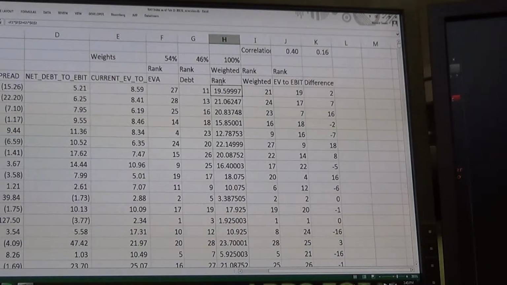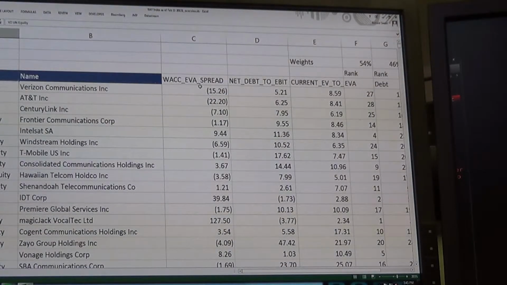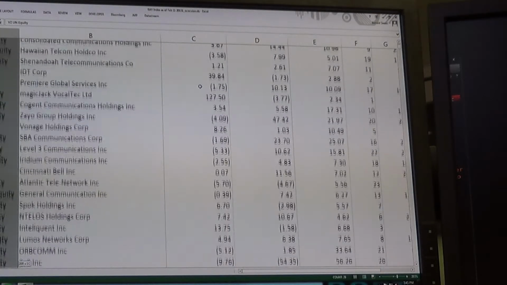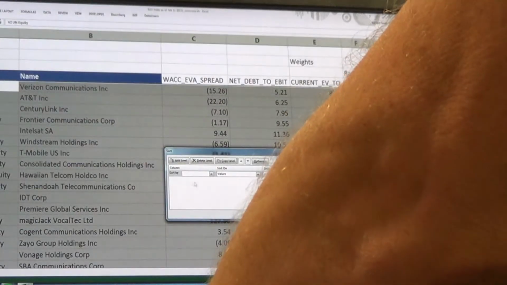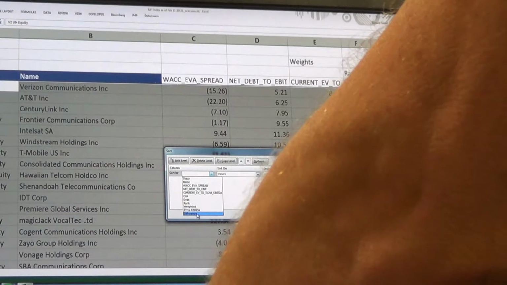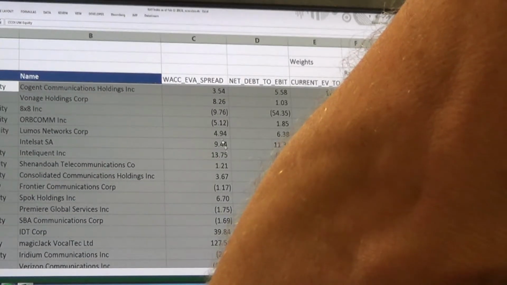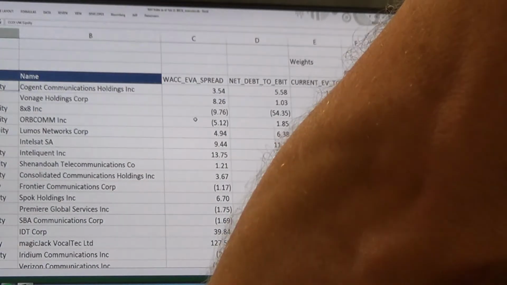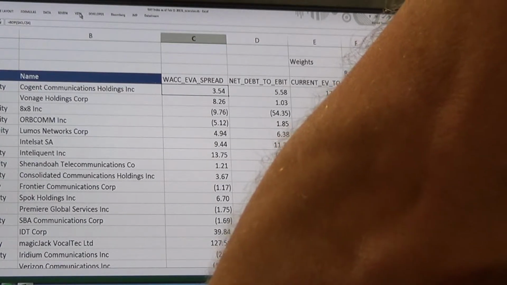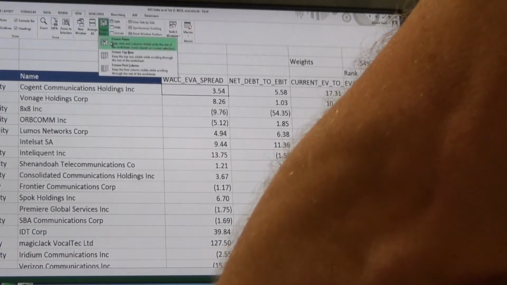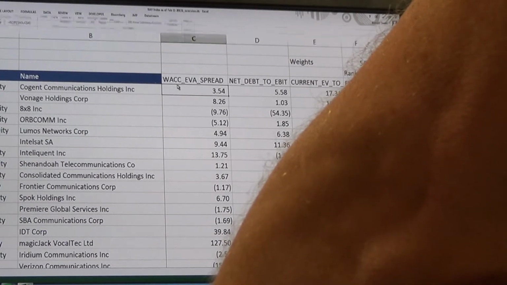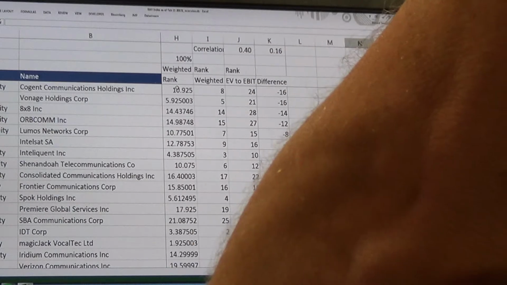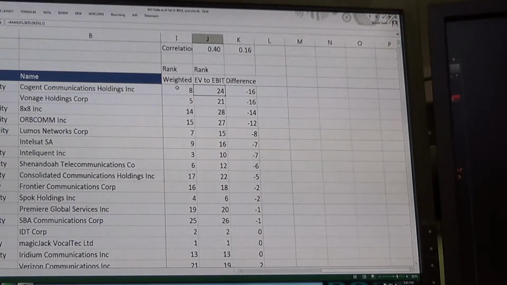And so now that I've got this model, I'm going to go over to my first stock and do Shift Control Down, Control Right. I'm going to do Data, Sort, and I'm going to sort it by the very last column, the difference. And when I do that, I'm going to go to View and freeze my panes so I can see what I'm looking at. And I'm going to go over to the far side here. And the best stock we have is this Cogent Communications.